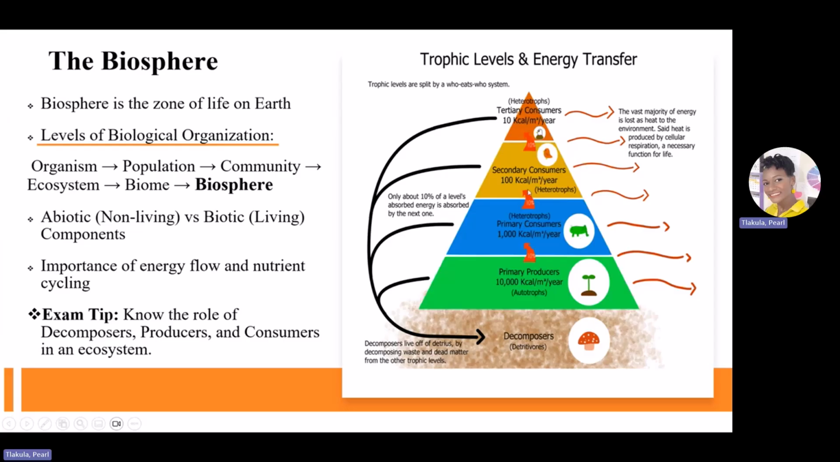For example, you'll have your rats. And then we have the tertiary consumers, your lions, which eat the secondary consumers. The secondary consumers feed on the primary consumers. The primary consumers feed on the producers, and the producers depend on the decomposers. Does that make sense? I hope so.